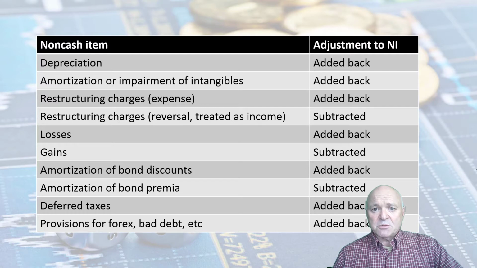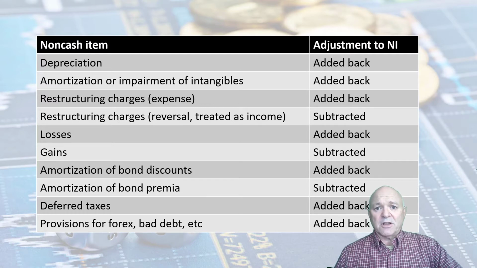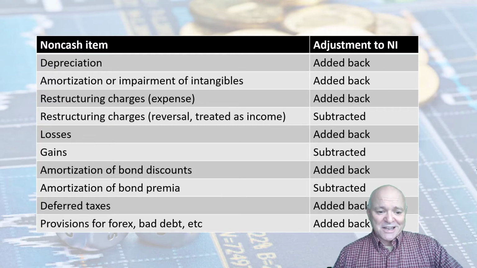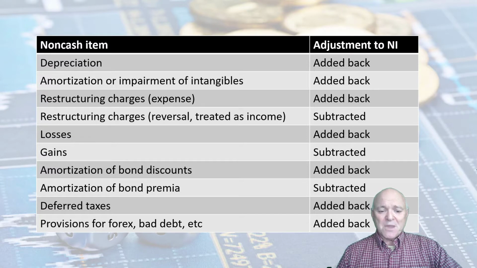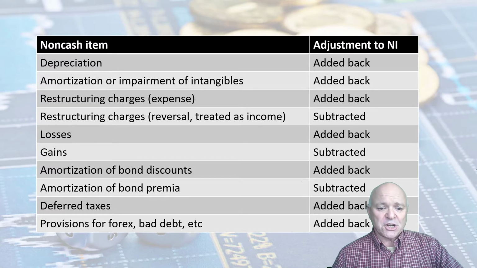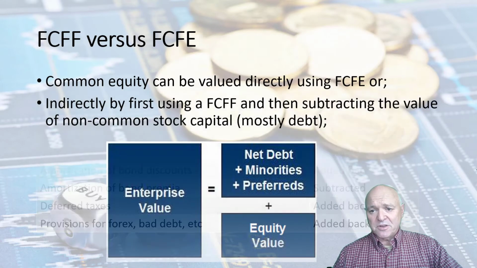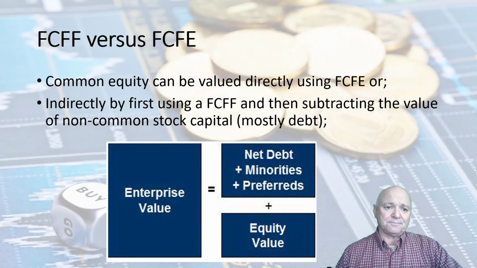There may be other things that we see in the accounts that are less usual, like amortization of bond discount and premia, where those have occurred in the sale of new bonds and new financial instruments. Changes in deferred taxes can also be part of that. Provisions for foreign exchange, bad debt, and so on. Those things that are taken out of the accounts could also be added back.